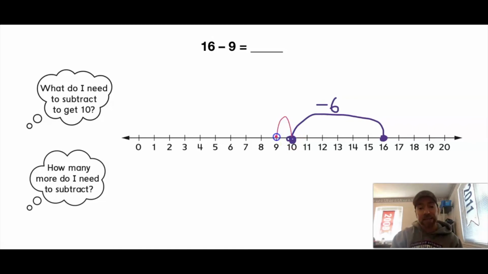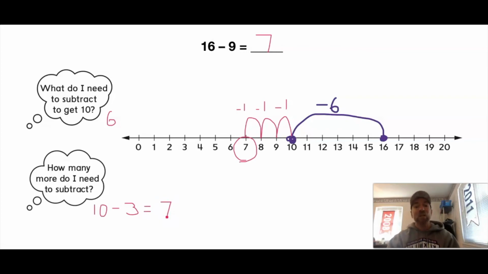Well, I've already subtracted 6. Now I have to subtract 7, subtract 8, and subtract 9. And where did we land? Did you get the number 7? Do you see, we were 6 away from 10. And then once we were on 10, 10 minus 3 more gives us that number 7. This is called the going back through 10 strategy. We're counting backwards, but we're stopping at the friendly number of 10.